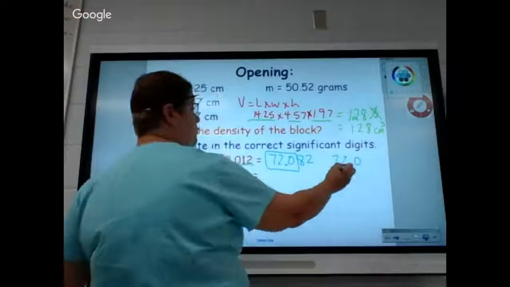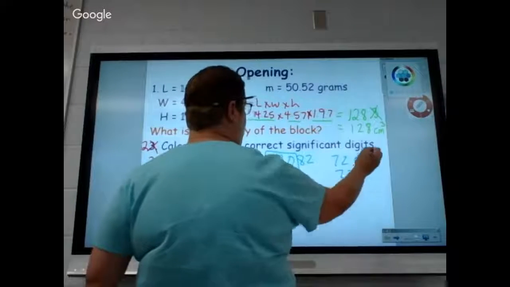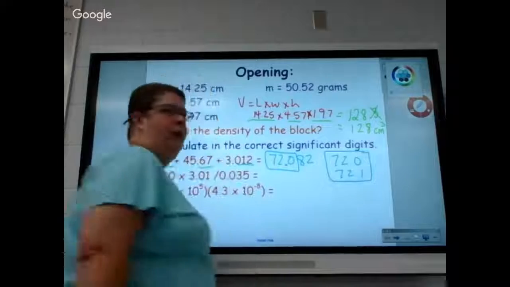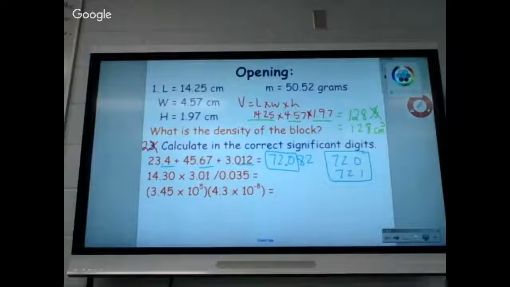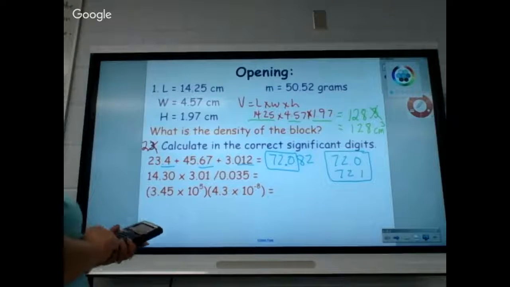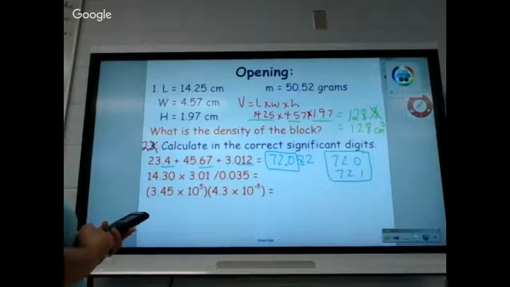You can put 72.0 or you can put 72.1. I can live with either one. Of course, 72.1 is the better answer because you should round up. However, 72.0 has the right significant digits. I am not going to mark it wrong. Questions?